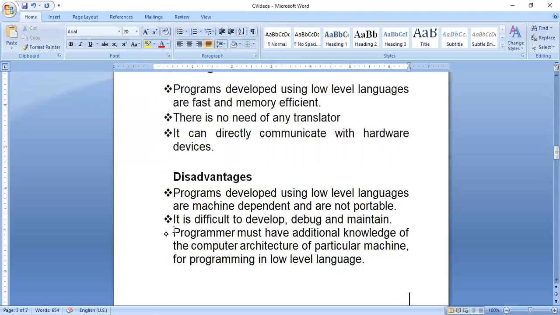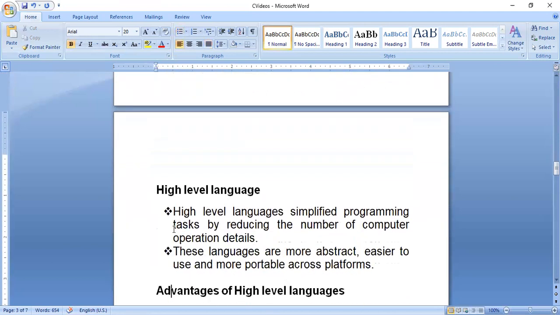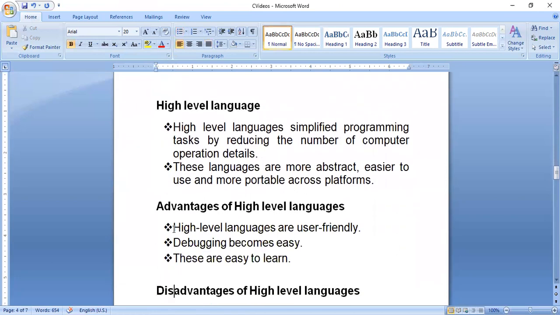Next, we can go for high-level language. High-level languages simplify programming tasks by reducing the number of computer operation details. Suppose a program we have written in low level takes so many steps when compared with high-level language. In low-level language we may write a program in 10 or 20 lines, so we can write the same program using high-level language within 5 to 6. Approximately, we are decreasing the number of instructions in high-level language.